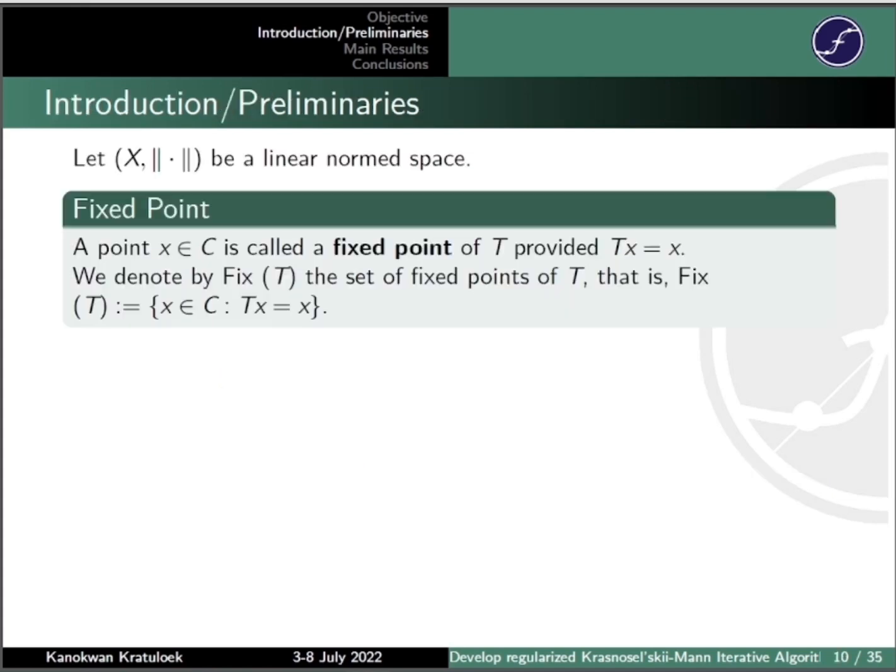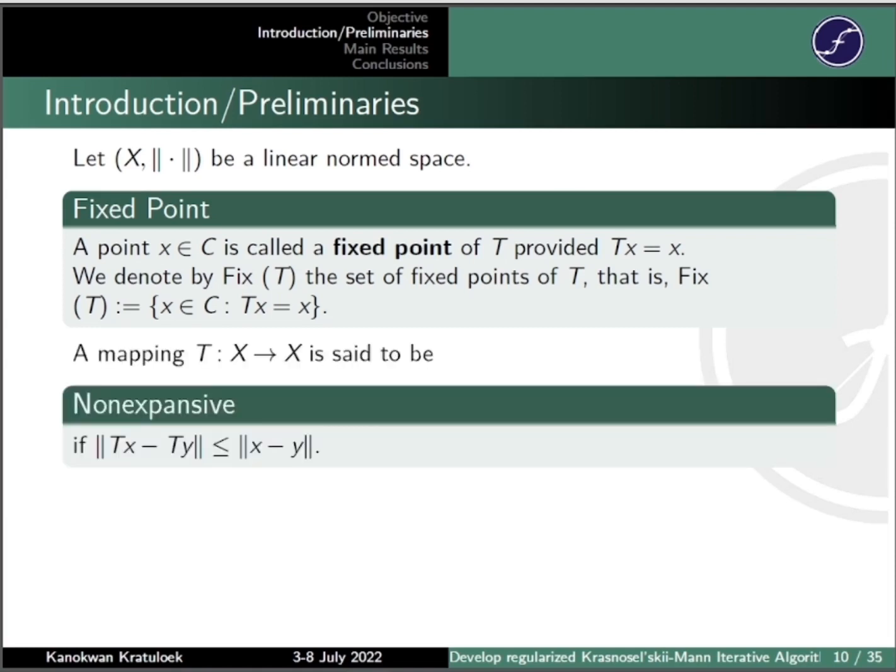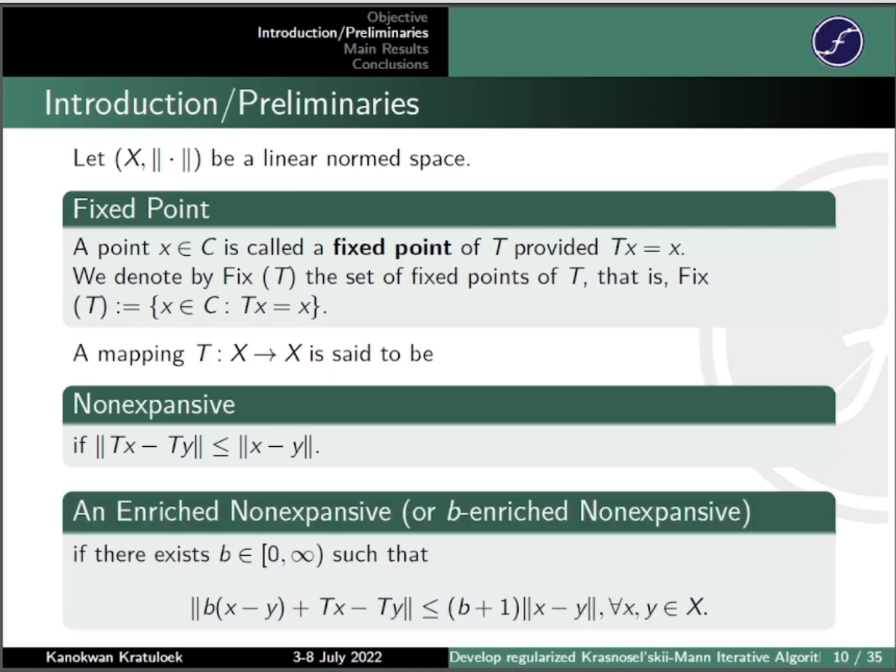Let X be a linear normed space. A point x belonging to C is called a fixed point of T, provided Tx equal to x. We denote by Fix T the set of fixed points. A mapping T is said to be non-expansive if the following holds. And a mapping T is said to be an enriched non-expansive or b-enriched non-expansive if there exists b belonging to non-negative numbers such that the following holds. When b equal to 0, any non-expansive mapping is a zero-enriched non-expansive mapping.